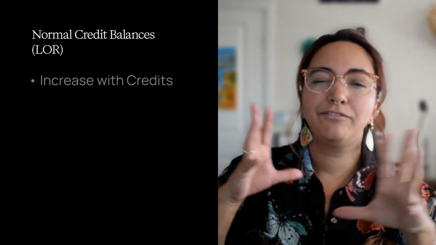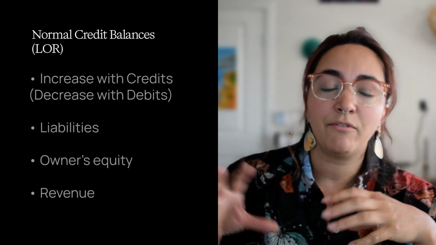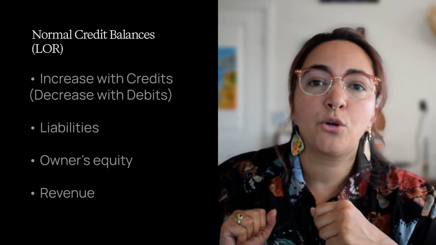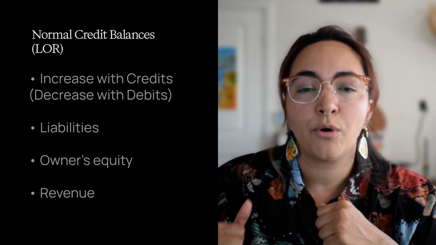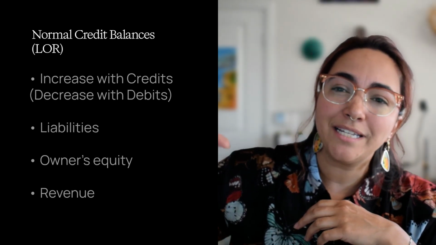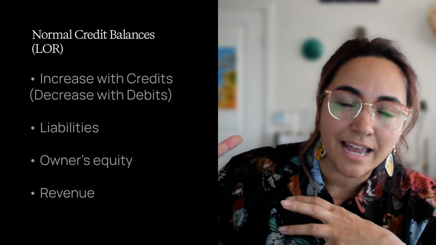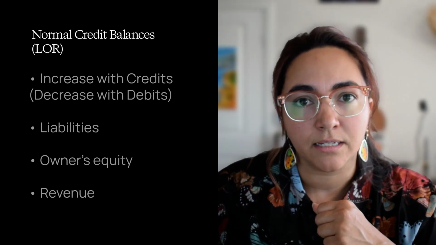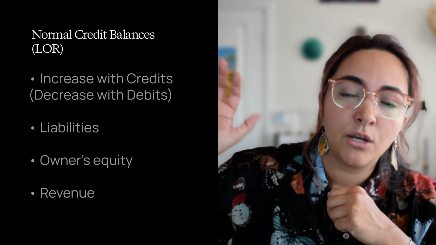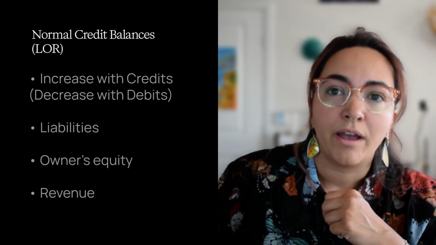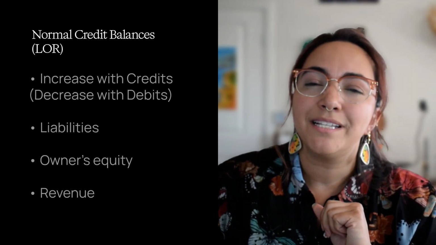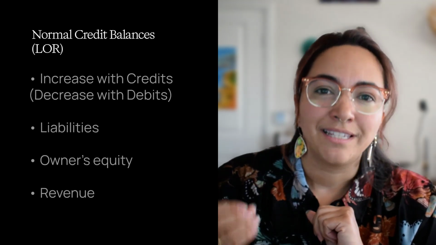On the flip side of this acronym DEALOR, we have our LOR. Our LOR accounts are accounts that go up with credits. Their normal balance is a credit. We increase them with credits, and when we see them on our balance sheet, we can say that the number we see is a normal credit balance. Those accounts are liabilities, owner's equity, and revenue. LOR. So all 3 of these accounts are going to go up with credits, which means they also go down with debits. Now, here's a piece where I think a lot of people get confused.